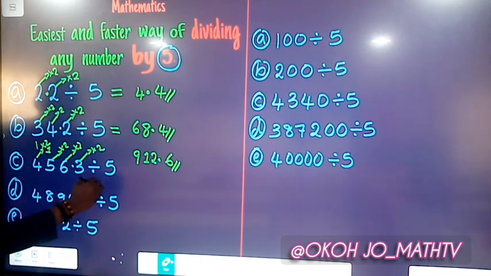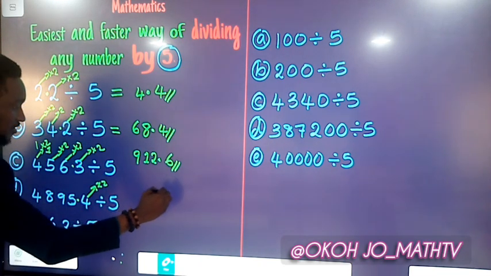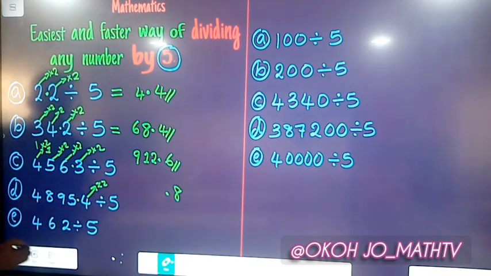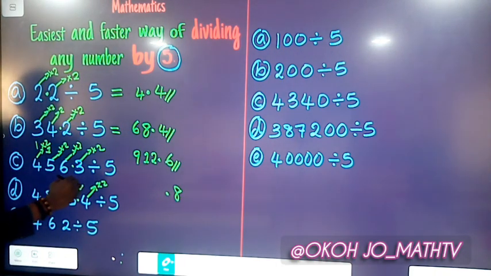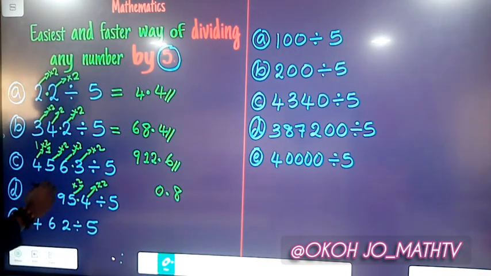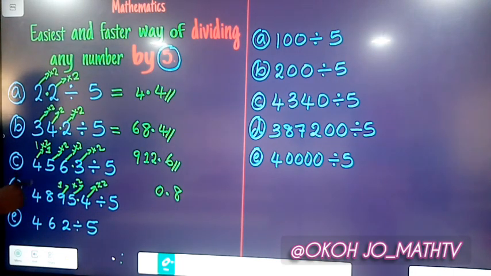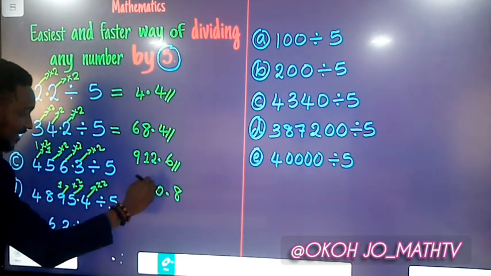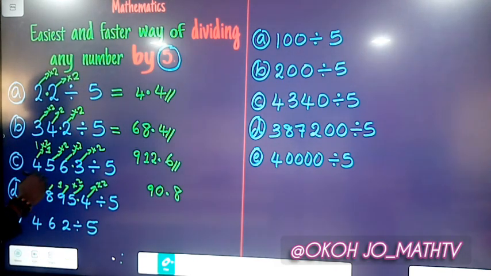When you come here, introduce your decimal point. 4 times 2 is what? 4 times 2 is 8. You come here, 5 times 2 is what? 10. You can write the whole of the 10. Write your 0, rename 1 here. Then 9 times 2 is what? 18 plus 1, 19. Write 9, rename another 1 here.